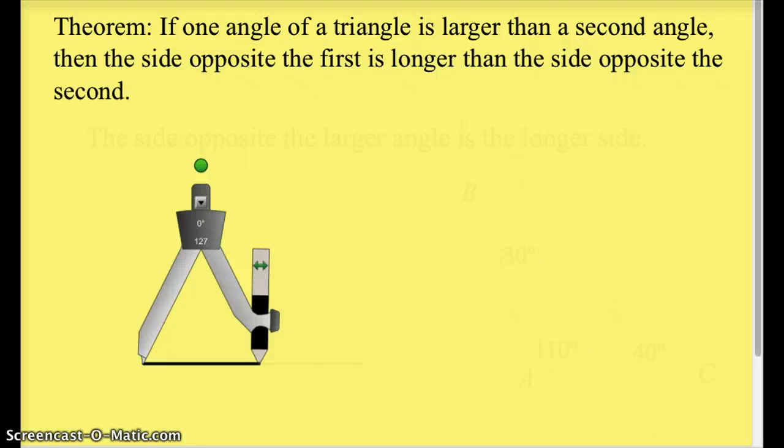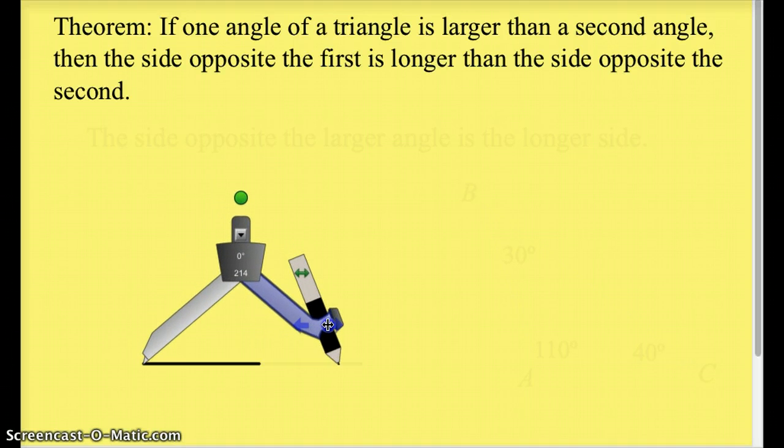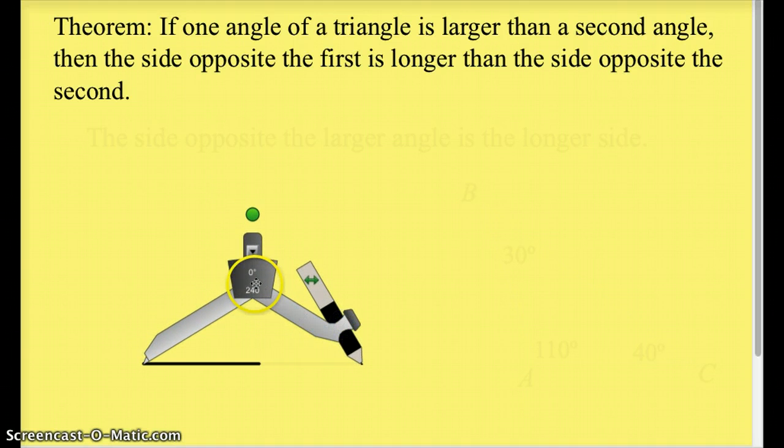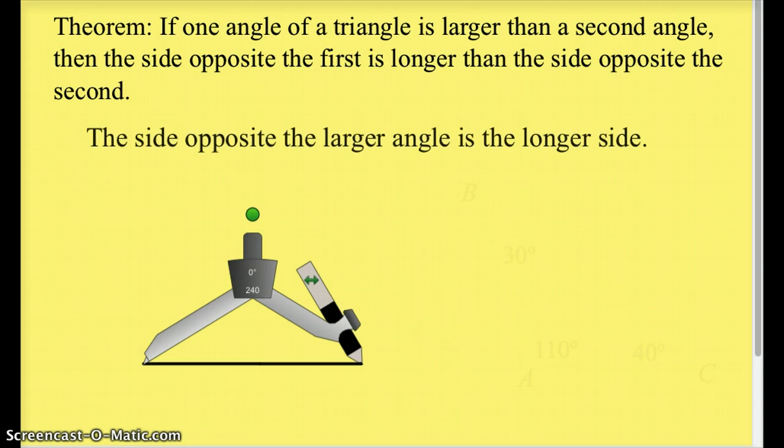The second theorem is kind of the converse of the first, and it says if one angle of a triangle is larger than the second angle, then the side opposite the first is longer than the side opposite the second. So take a look at how this compass is working. You have an angle that made a line, the black line that's there. If I were to extend this angle, if I were to make that vertex angle larger, then the side would be longer. And this is the theorem in a nutshell.